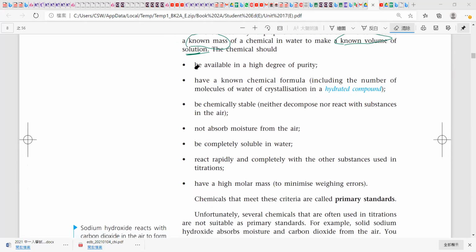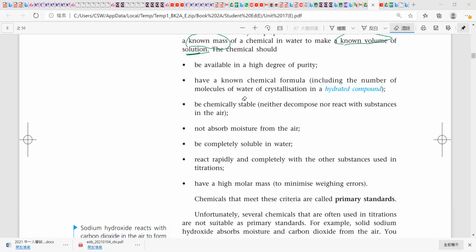The solute, you need to get to know some of the points. First of all, they are of high degree of purity, 要純嘅。Second, they should have an accurately known chemical formula. So, for example, if you have a hydrated compound, like copper 2 sulfate 5 water, you also need to get to know that 5 water. It is taken into account in the mass of that solute. 你冇理由唔計嗰5個水嘅，嗰5個水都稱埋落去嗰個 copper sulfate crystal 度嘅。And third, it is chemically stable.